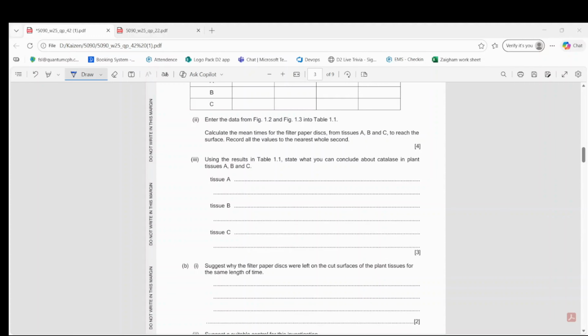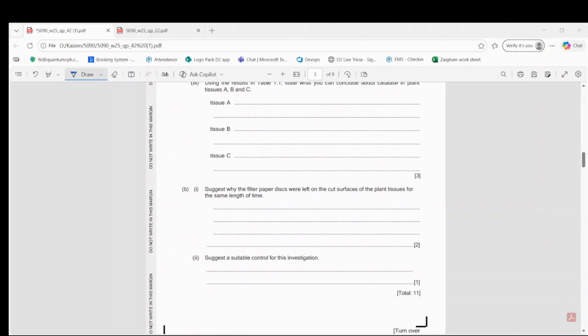Good. So A contains the most catalase enzyme, B has catalase enzyme but less than A, and tissue C has no catalase enzyme. Good. Suggest why the paper discs were left on the cut surface of the plant tissue for the same length of time.